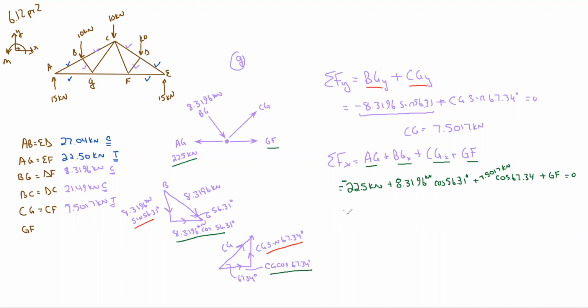Perform the indicated arithmetic. We get that GF is equal to 14.9954 kilonewtons. That's the last of our unknowns. It came out positive, which indicates that I have the arrow in the correct direction. So GF is in tension.